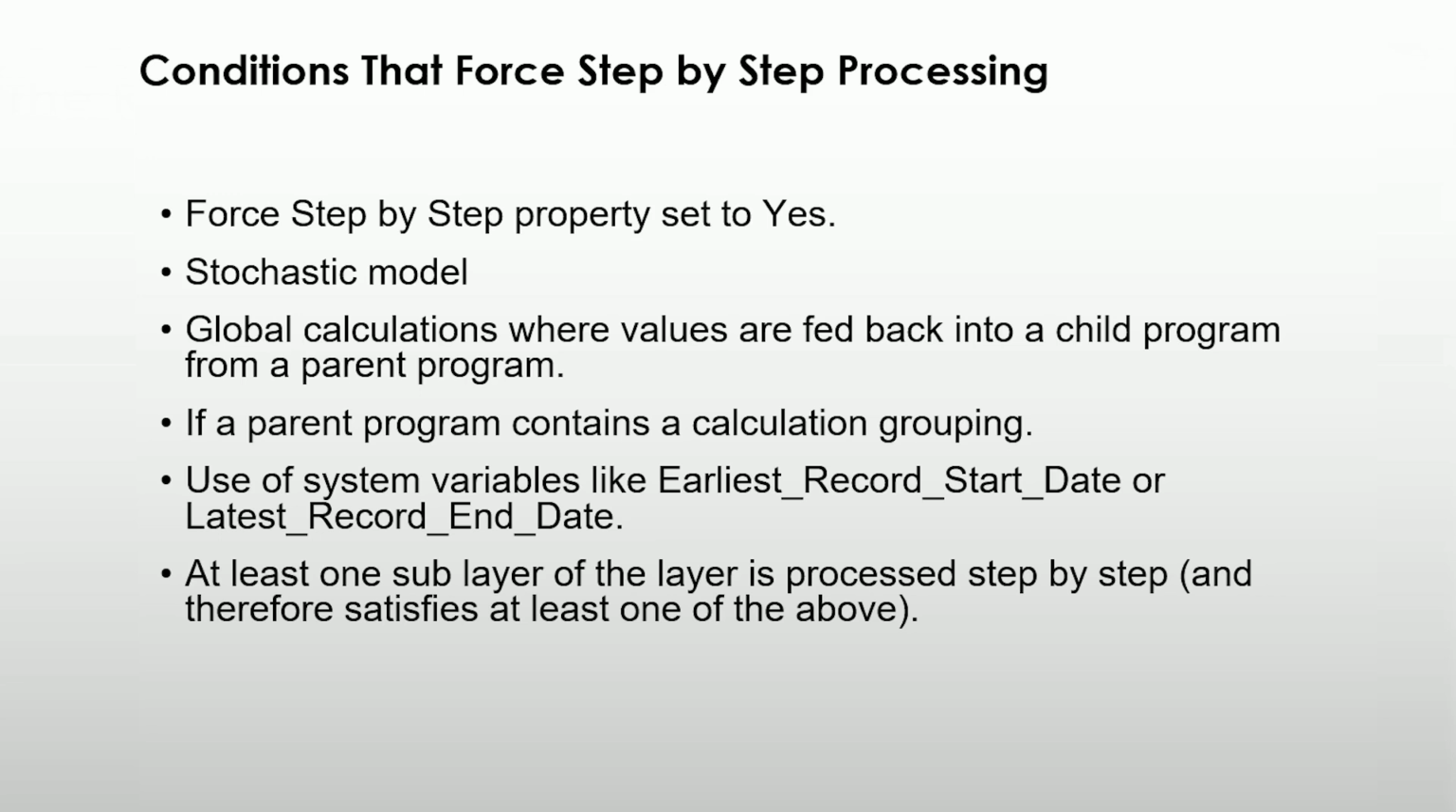A parent program, in the projection process used by the layer, contains a calculation grouping. Use of system variables like earliest record start date or latest record end date, or at least one sublayer of the layer is processed step by step, and therefore satisfies at least one of the above. Users should check that they are not inadvertently forcing Modeler to run step by step, which may slow things down. This can be confirmed in the generator information from the run summary in any results workspace.